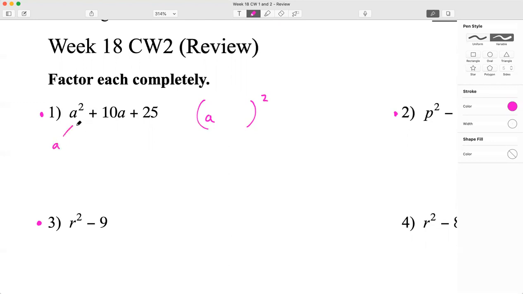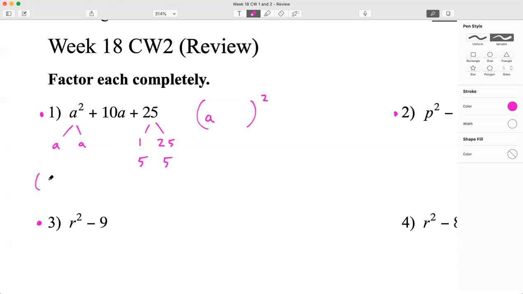So let's just split this into factors. Split this into factors, 1 and 25. However, because these are special cases, you can know right away that it's not going to be 1 and 25. It's going to have to be the same number. So what times itself equals 25? Well, that's 5 and 5, isn't it? So 5 times 5 is 25. And then 5 plus 5 is 10. So boom, there we go.